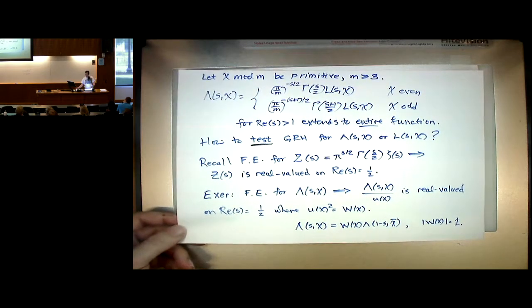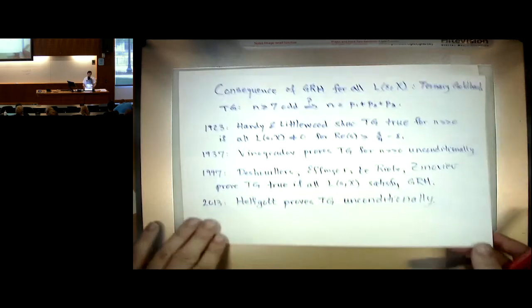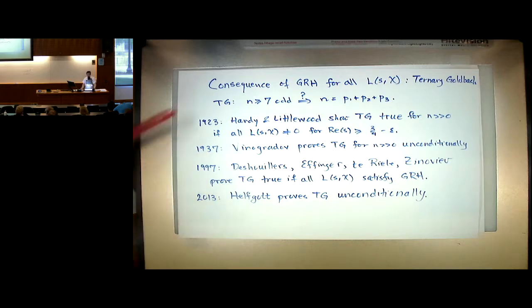So let me tell you about an example of using the general Riemann hypothesis. It's not the main problem for today, but it's an interesting illustration of the role it has played. It's called the ternary Goldbach problem. I'm going to call it here TG. It's not a standard abbreviation, but you can see where it came from.